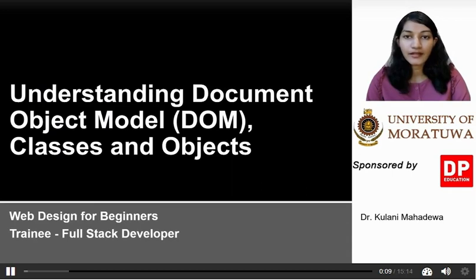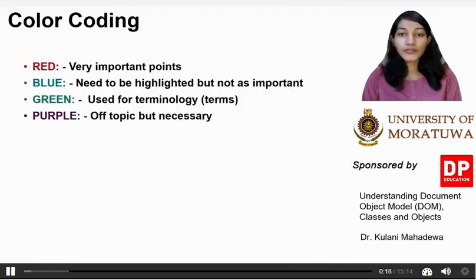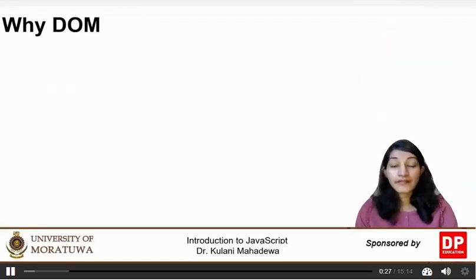In this lesson, I am going to introduce the document object model, then classes and objects in JavaScript. Before moving forward, let's take a moment to get familiar with the standard color coding scheme we have been using throughout this course. In the previous lesson, we learned that JavaScript can dynamically change the content of a web page through programming. So, did you see any challenge for JavaScript to achieve this?